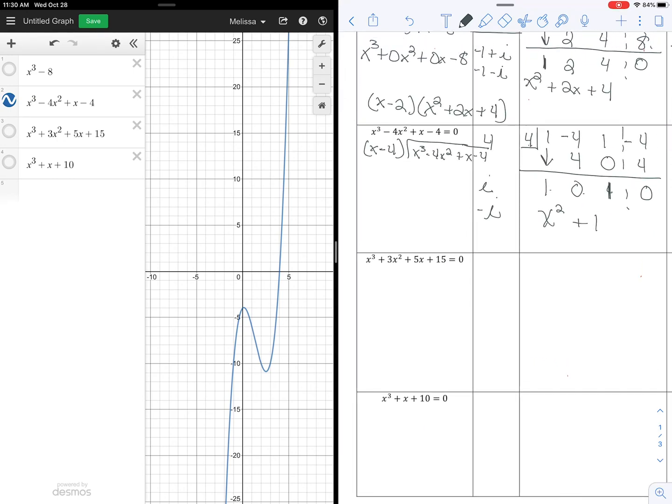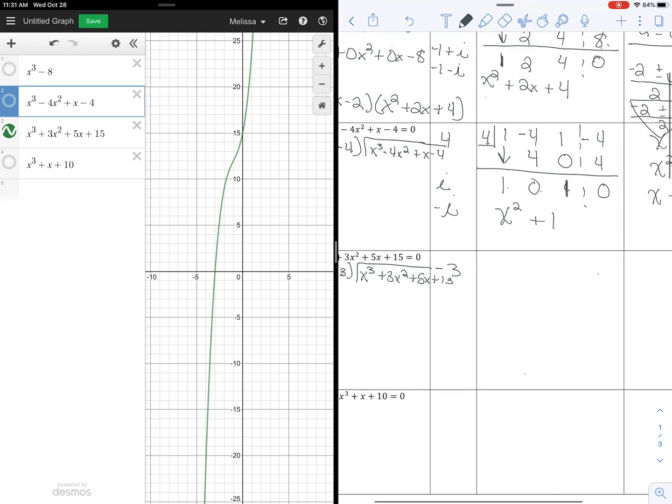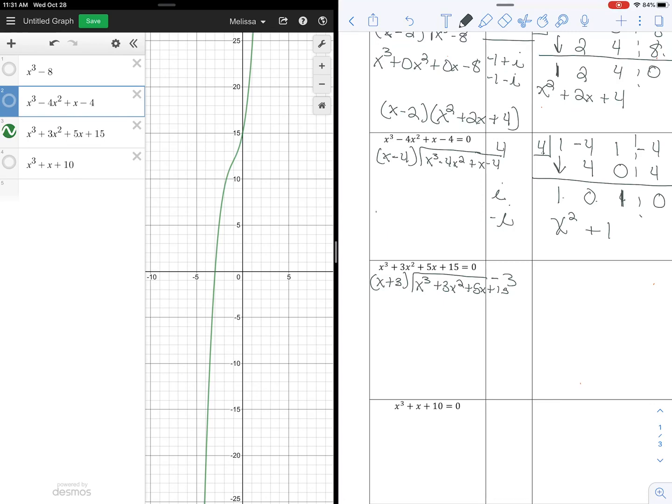Okay, let's do one more. We're going to graph this, and again, if you come over to my handy dandy Desmos, I've graphed it for you already, and we can see that it has the solution at negative 3. So one of the factors is x plus 3, so I am dividing x plus 3 into this function to find the other factor.